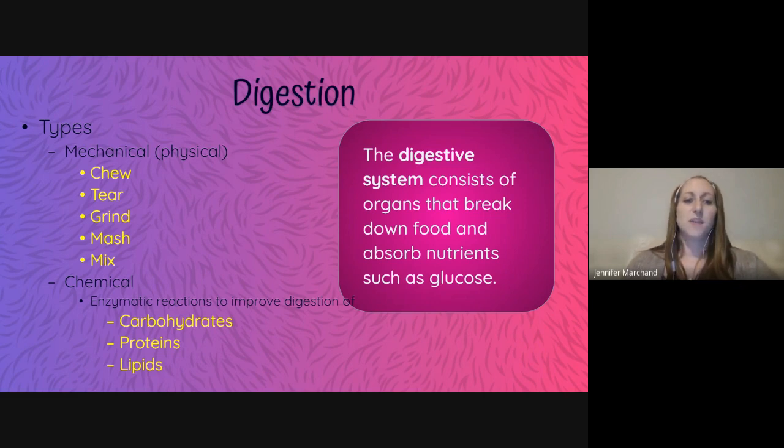So the types of mechanical digestion are chewing, tearing, grinding, mashing, mixing. Most of all of that happens with our teeth. Our teeth and our tongue are the very first stage of digestion. They're the very first organ in our digestion process. Then next you have chemical digestion, which, again, I told you starts to happen even in your throat, but for the most part happens in your stomach. It's all enzymatic reactions that help to improve the digestion of those carbohydrates, proteins, and lipids that we talked about back in the beginning in Unit 1.